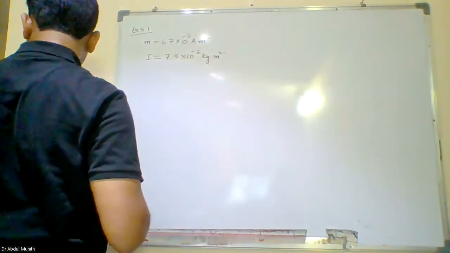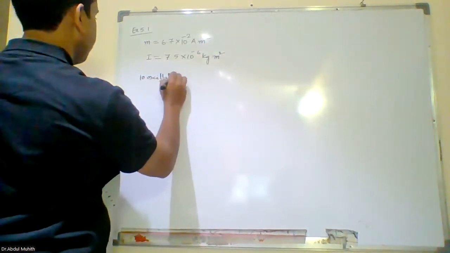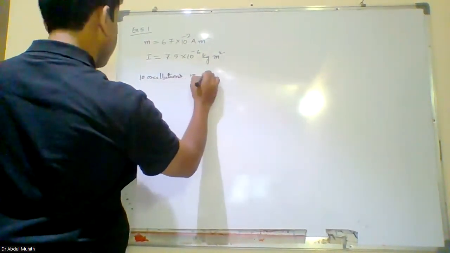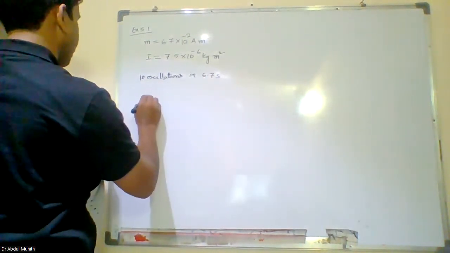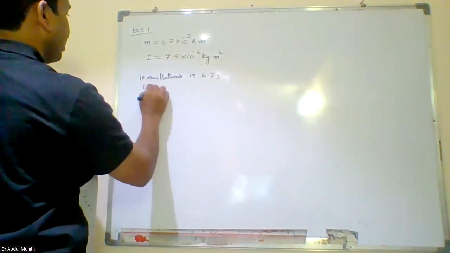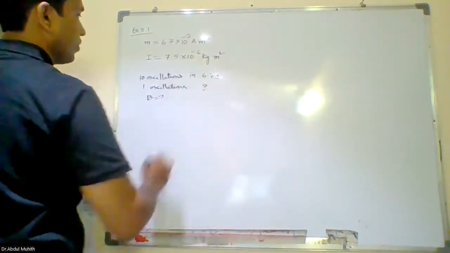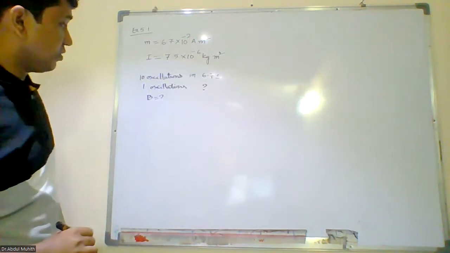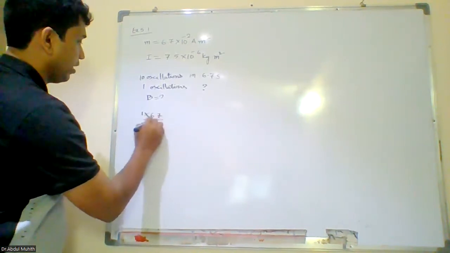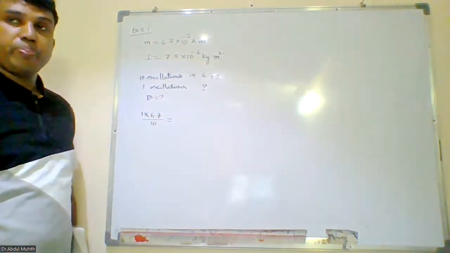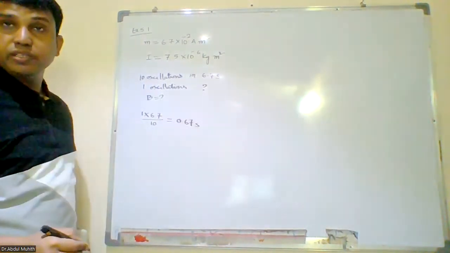It performs 10 oscillations in 6.7 seconds. What is the magnitude of magnetic field B? So one oscillation will take how much time? 10 oscillations take 6.7 seconds. One oscillation: 6.7 divided by 10. How much will it be? 0.67 seconds. Is that clear? This much is the time period.